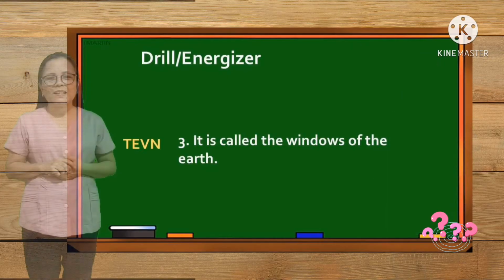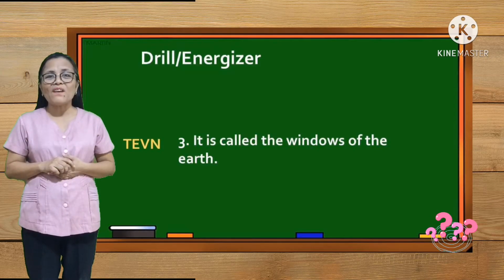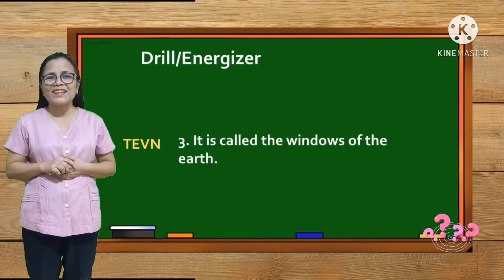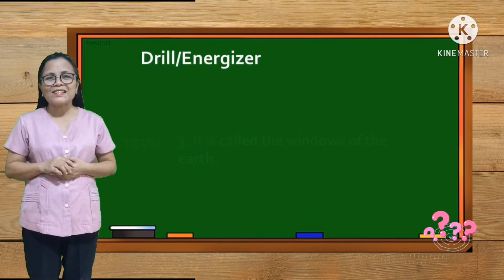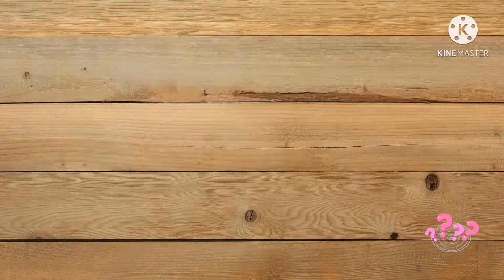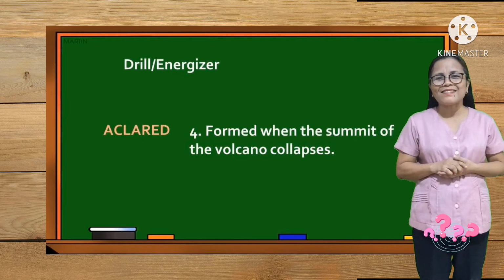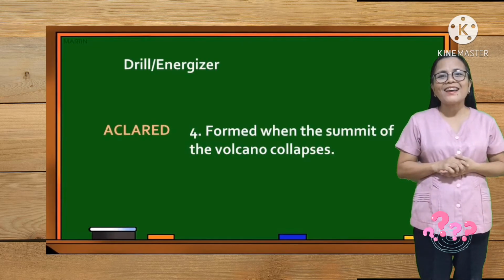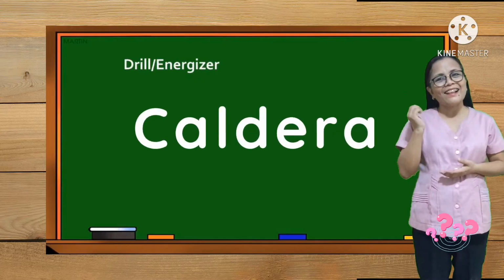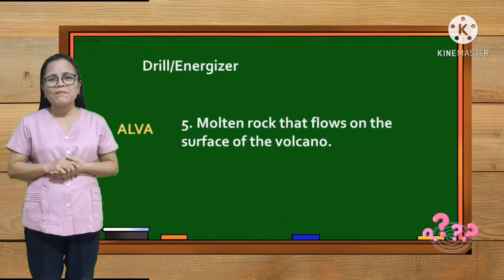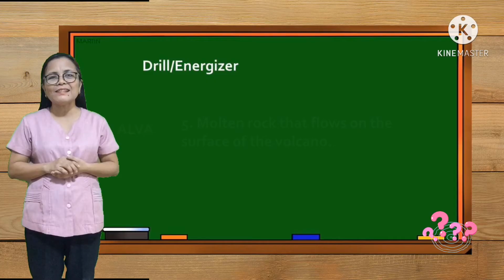Next, for number 3, it is called the windows of the earth. What is the answer for that? That is vent. How about number 4? Formed when the summit of the volcano collapses. What is the answer? Alright, the answer is caldera. How about number 5? Molten rock that flows on the surface of the volcano. What is the answer? That is lava.